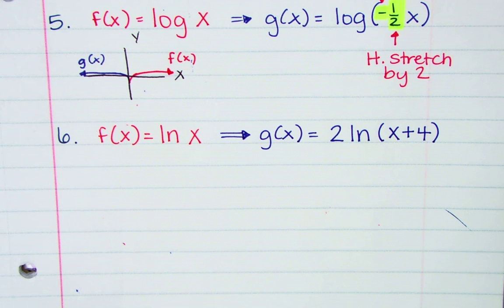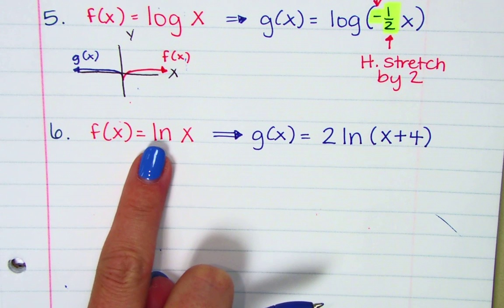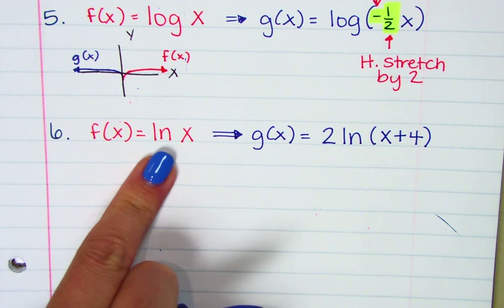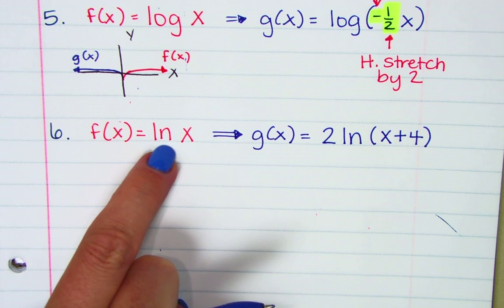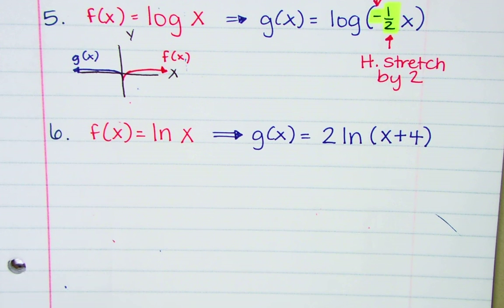And number 6 is going to be the last one that we graph. The rest we're not going to graph. We're just going to write the equation. Okay, this is natural log. It's a button on your calculator. You don't have to worry about it. It's just like log. It's going to be very similar to log. ln x, and then this one is 2 ln x plus 4.